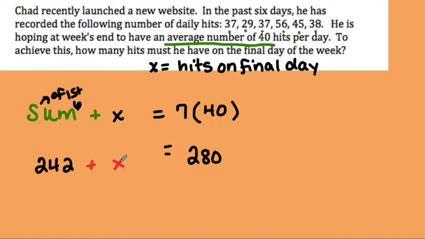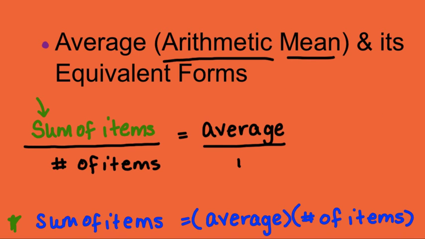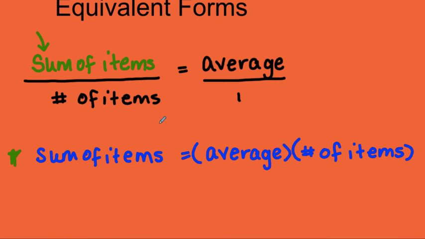So now I just solve this as an equation, balancing the equation by subtracting 242 from both sides, and 280 minus 242 is going to give me 38. So he needs to score 38 hits on the final day in order for him to have an average of 40. Okay, so again, thinking of averages and equivalent forms. We talk a lot about how they want you to be able to see the equivalence of different forms of equations. I find that the sum of the items is equal to the average times the number of items is the most helpful.